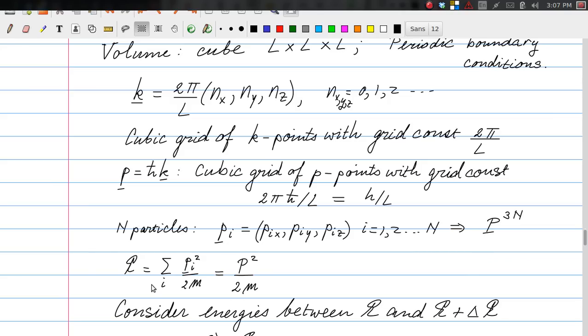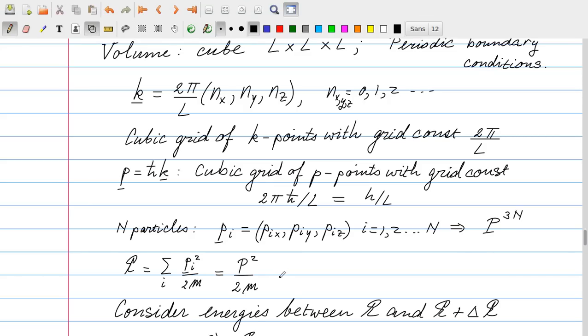Now if we calculate the energy, that's the sum over pi squared over 2m, and that's the same as the length of this vector squared, of this capital P squared, divided by 2m. If we now want to consider all the states which have a fixed value of the energy, it means that they have a fixed length of this vector, so this defines a hypersphere in 3N dimensions.